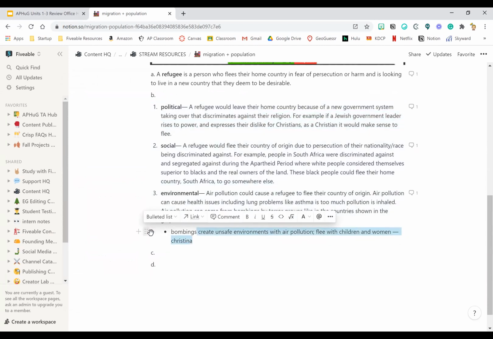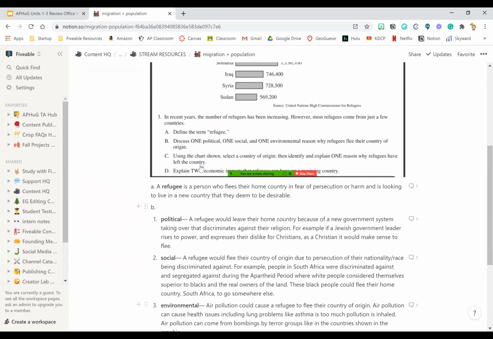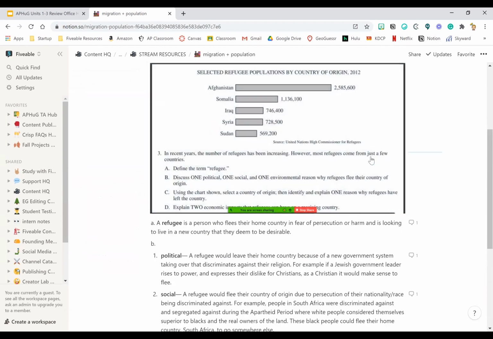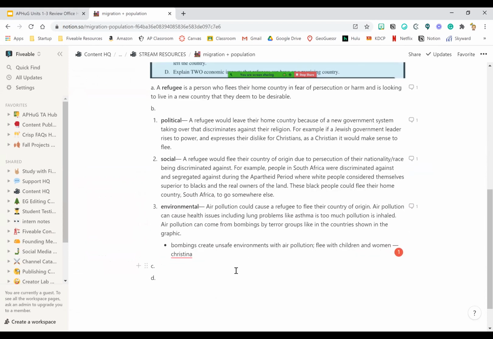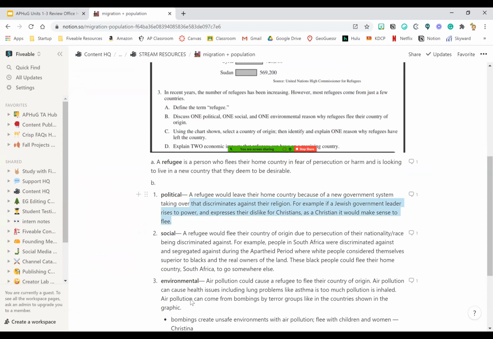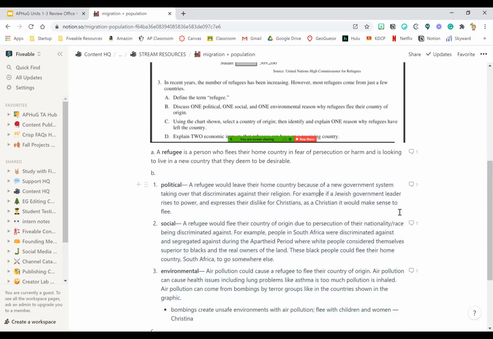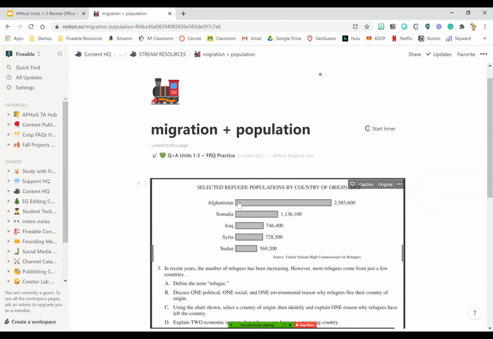Okay, so part C. Using the chart shown, select a country of origin, then identify and explain one reason why refugees have left the country. To be honest, I wouldn't recommend repeating yourself here, but good thing we haven't used the one major example that a lot of people throw up at this graphic when they first see it. Hint, the war on terror.